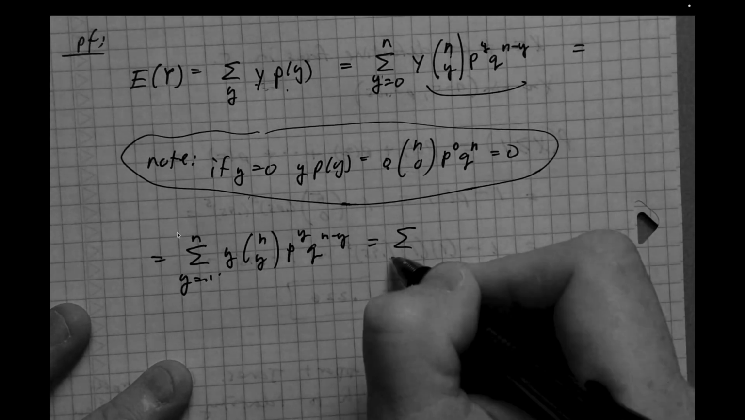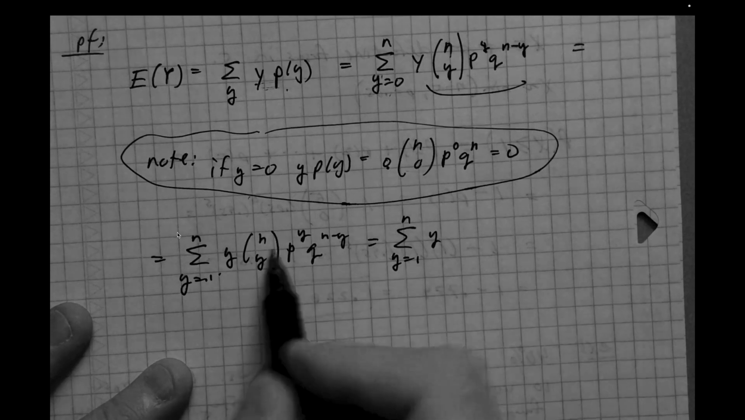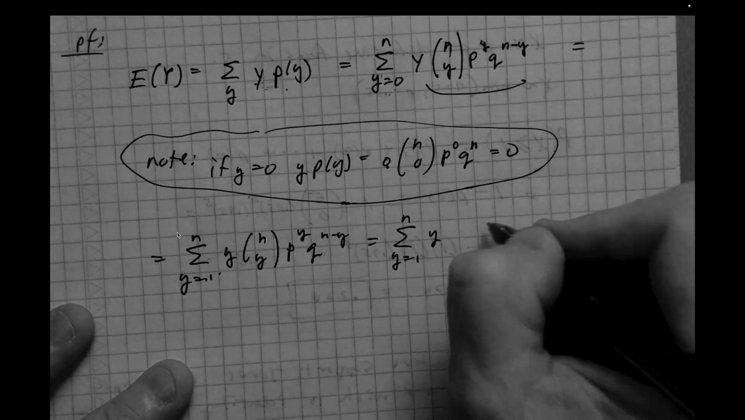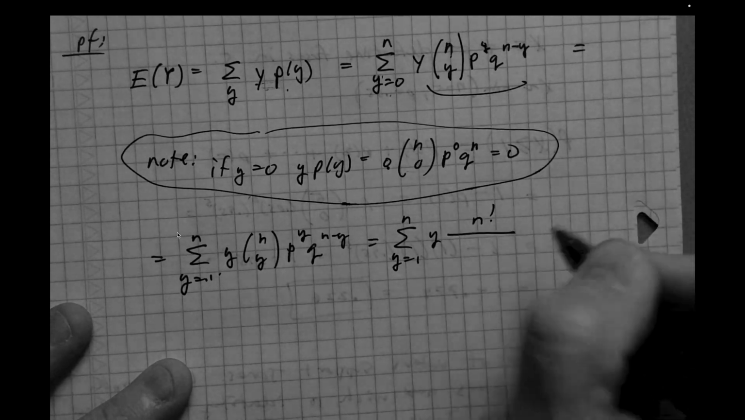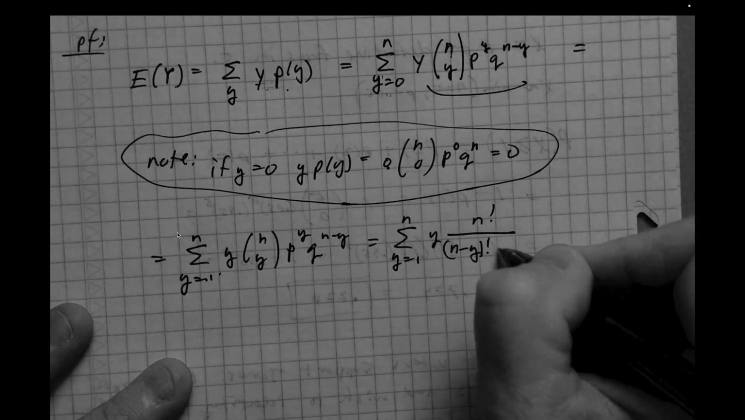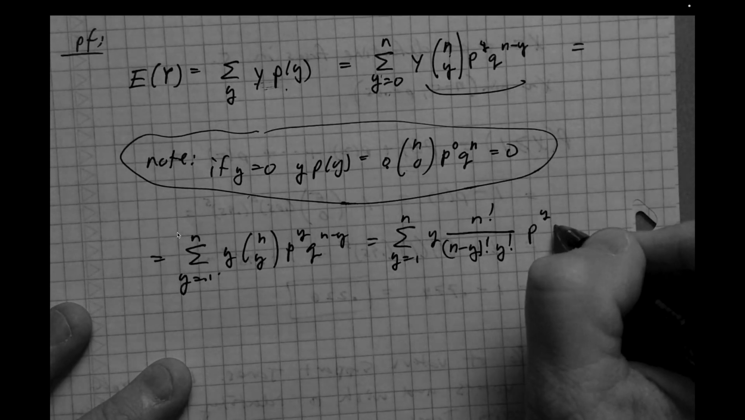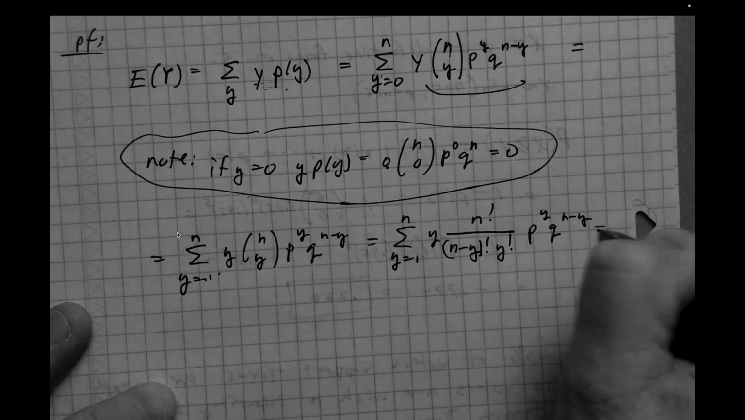Okay, now let's go ahead and expand this thing a little bit. So this is equal to the sum from y equals 1 up to n of y, and now instead of n choose y, we're going to actually write it out. It's n factorial over (n minus y) factorial times y factorial. And then this is p to the y, q to the n minus y.